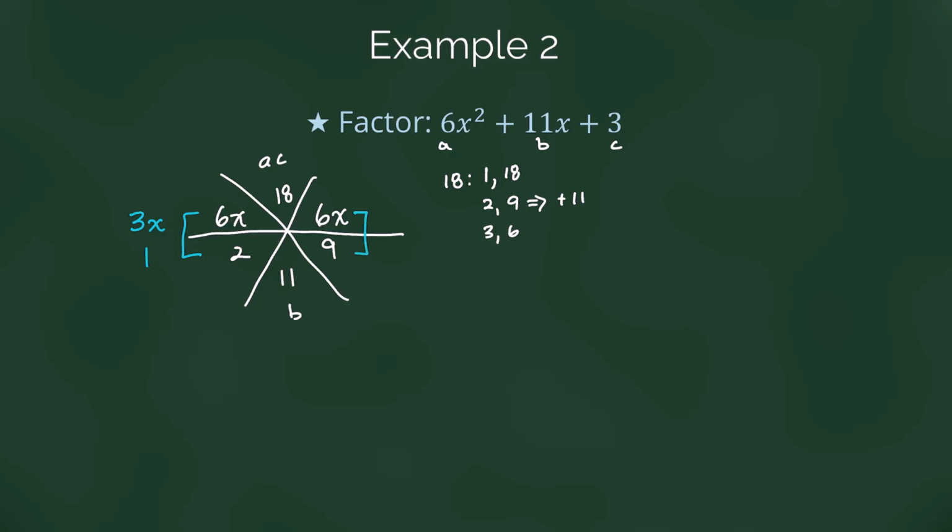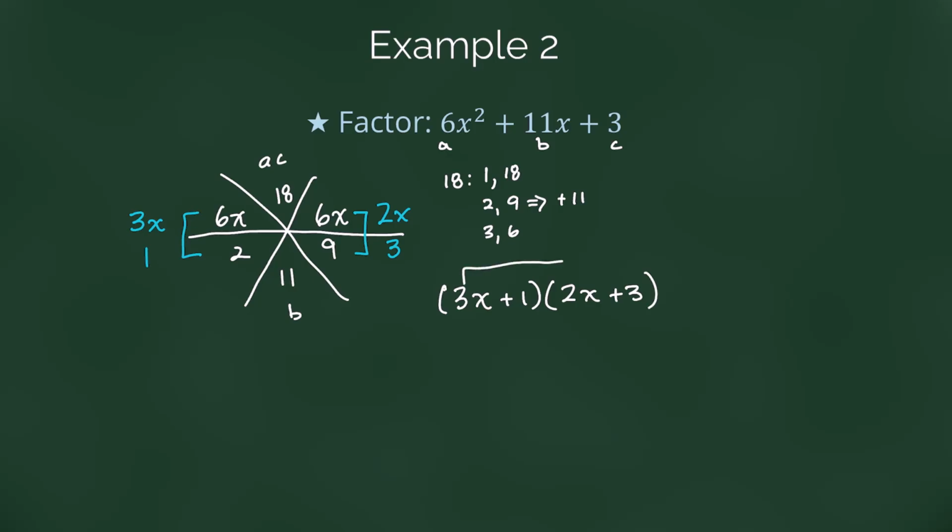6x and 9 both have a 3 in common. So I'm going to divide out that 3 and I get 2x and 3. Those form my factors. I have a 3x and a positive 1, so my first factor is 3x plus 1. My second factor is 2x plus 3.